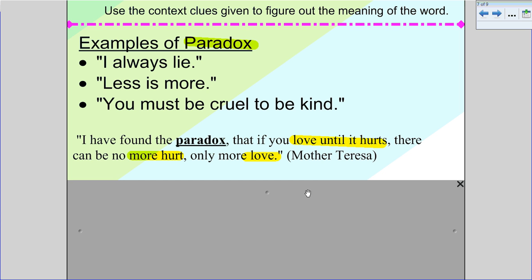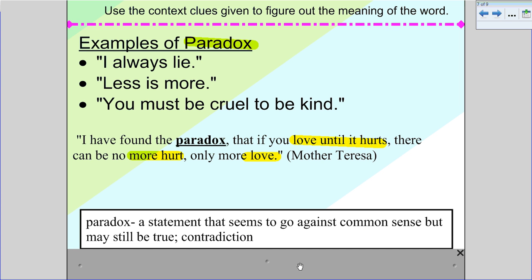Do you have an idea of what a paradox is? A paradox is a statement that goes against common sense, but still may be true, or a contradiction. So, a paradox goes aside from what we would believe.